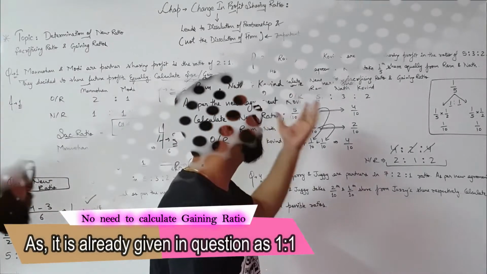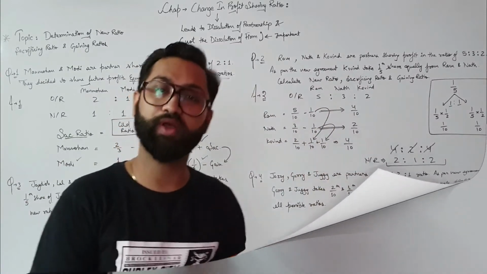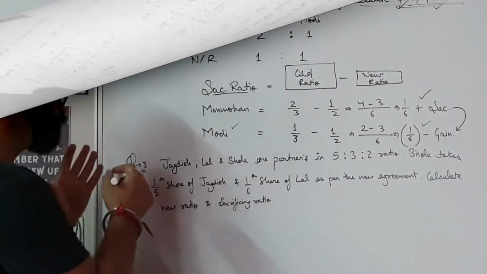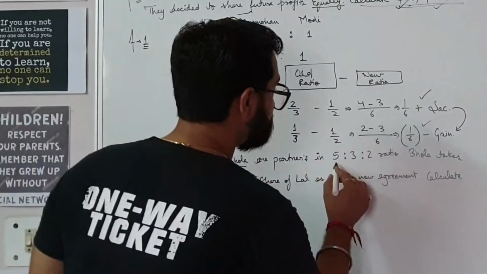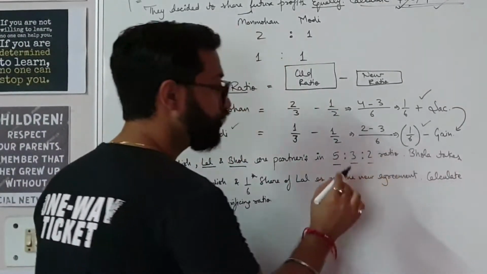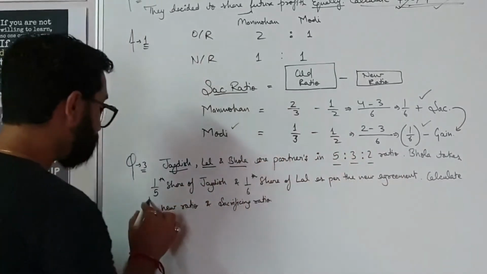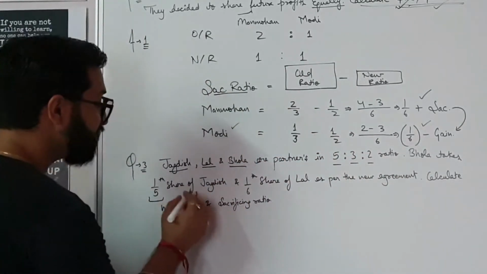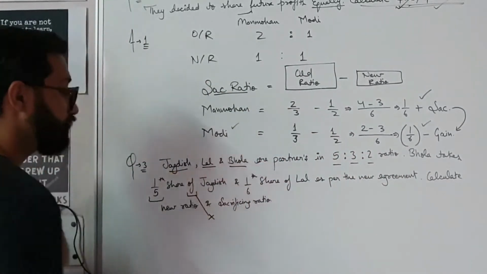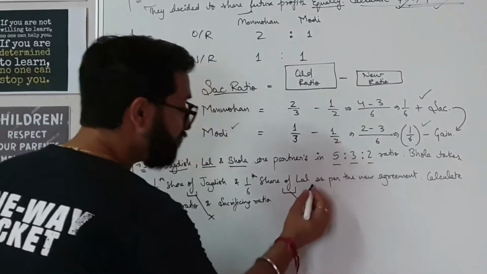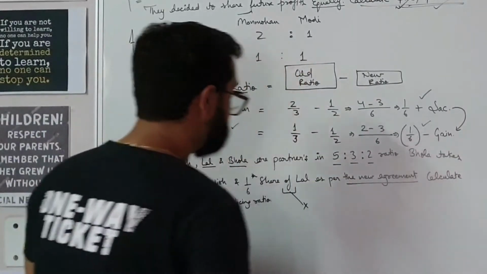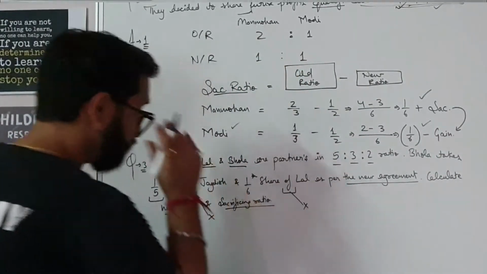2:1:2. Now this was an easy question. Hope you have understood. Now let us move to the third question. Jagdish, Lal and Bhola are partners sharing profits in the ratio of 5:3:2. Bhola takes 1/5 share of Jagdish (of means multiply) and 1/6 share of Lal as per the new agreement. Calculate the new ratio and sacrificing ratio.